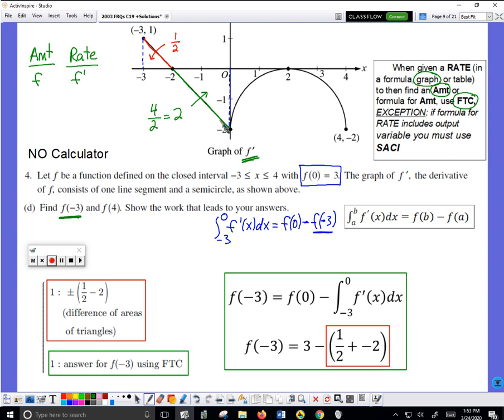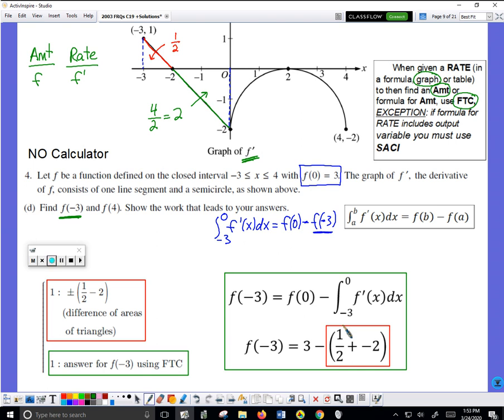I do not need to do the arithmetic. It's safest to just stop. Here's f of 0. This thing in the parentheses is the value of the integral. You get 1 point if you did that part of the problem correct, the integral. 2 points if you have f of -3 equals 3 minus this.